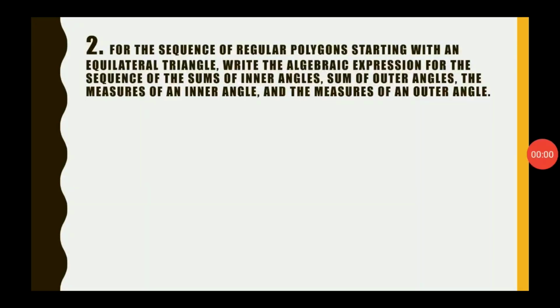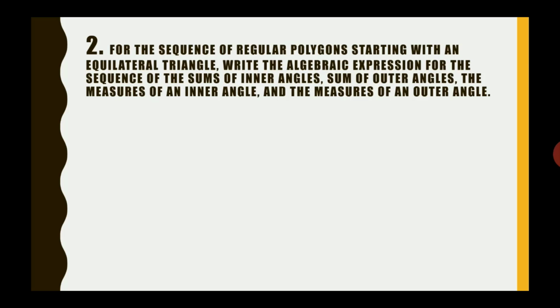Okay, now let us consider the second question. Let's read the question. For the sequence of regular polygons starting with an equilateral triangle, write the algebraic expression of the sequence of sums of inner angles, sums of outer angles, and the measure of an inner angle and the measure of an outer angle. So we have to find the sequence of the sum of the inner angles first. First we will consider the equilateral triangle, then the square, then a regular pentagon, then a regular hexagon, a regular heptagon, and so on.